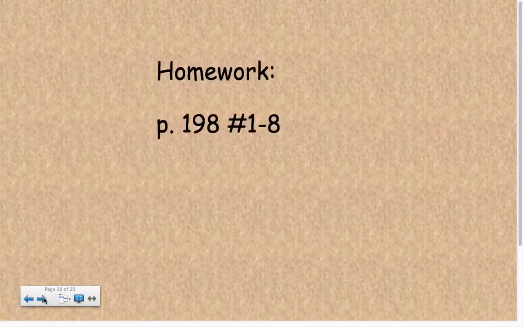Summary. The homework for this lesson is page 198, numbers 1 through 8.